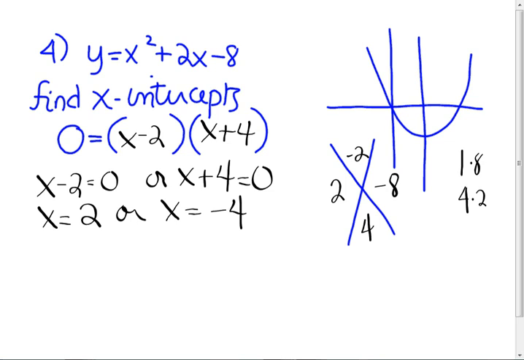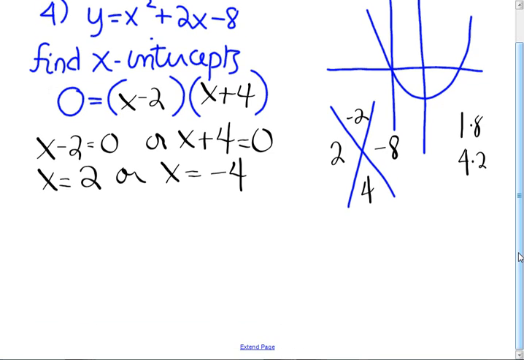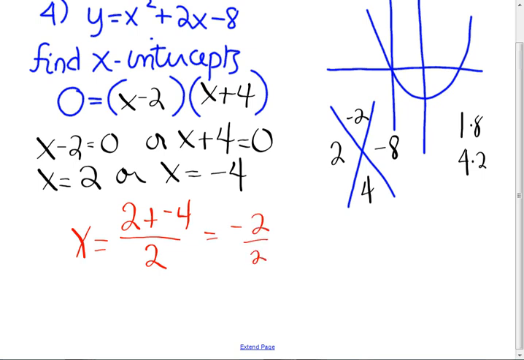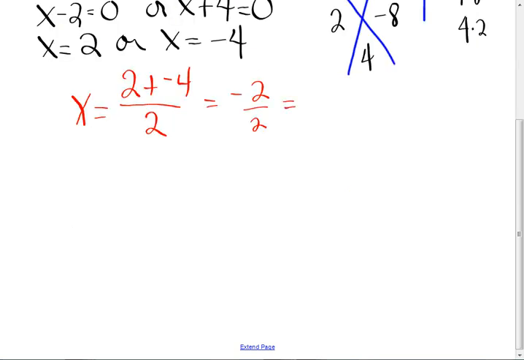Now, I want to find the axis of symmetry. They gave us the x-intercepts. It's listed on our sheet. And to find the axis of symmetry, you add these up. 2 plus a negative 4 divided by 2. You could look at it graphically if you'd like. Or I just average them. That's all there is. So this is negative 2 divided by 2, which is negative 1.